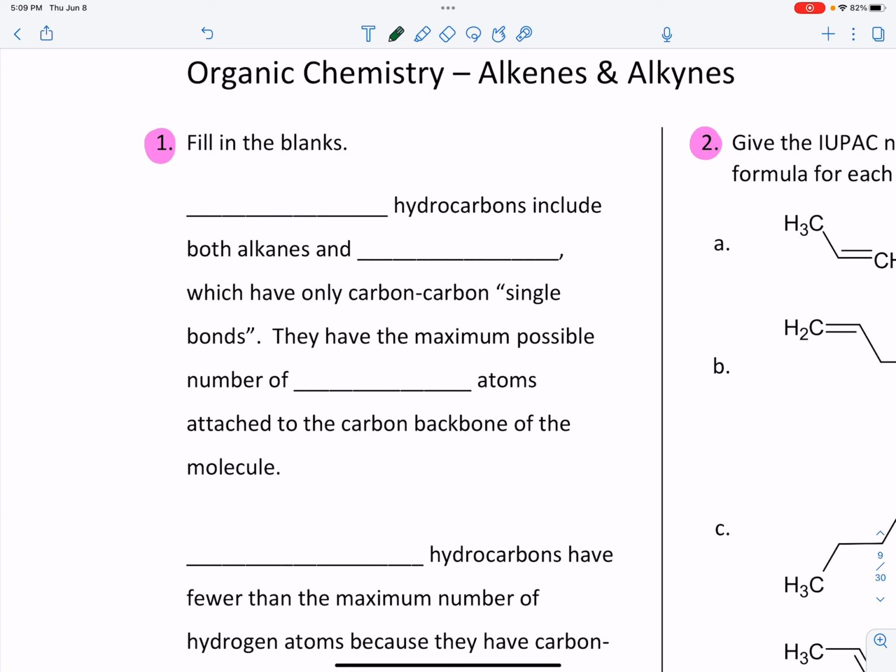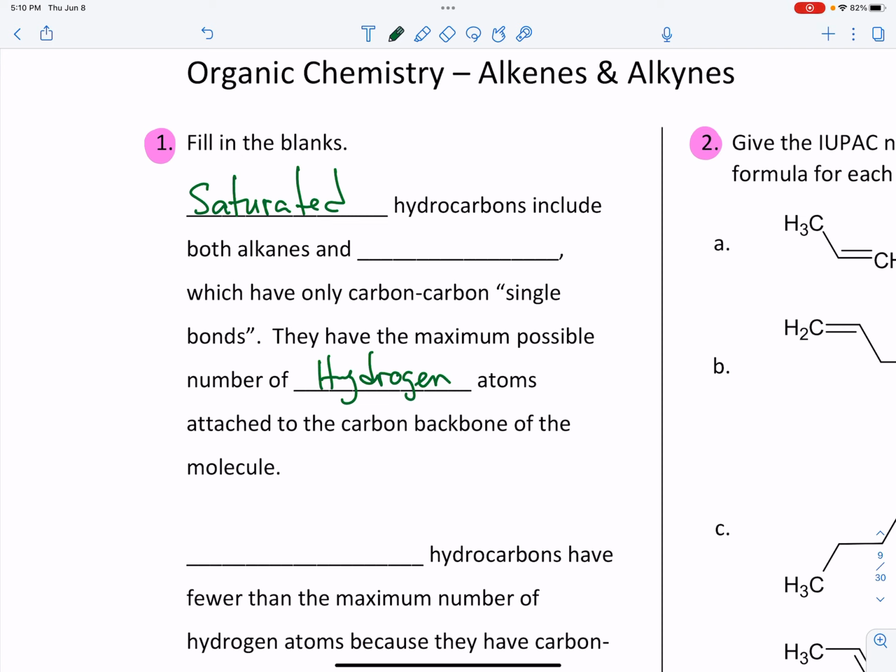So this is talking about molecules with only single bonds. So the best word for that first blank would be saturated. Saturated hydrocarbons have only single bonds between the carbon atoms, and as a result, they have the maximum amount of hydrogen atoms attached. So the next sentence, they have the maximum amount of hydrogen atoms in the molecule.